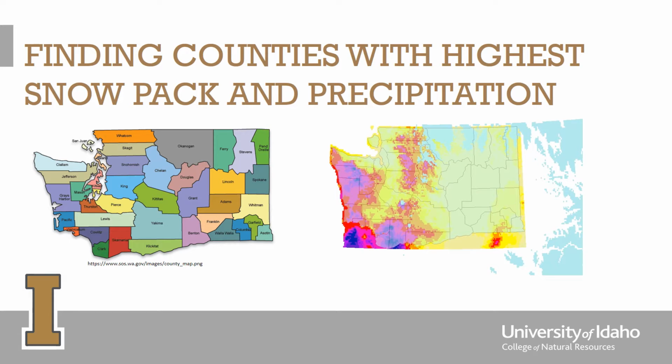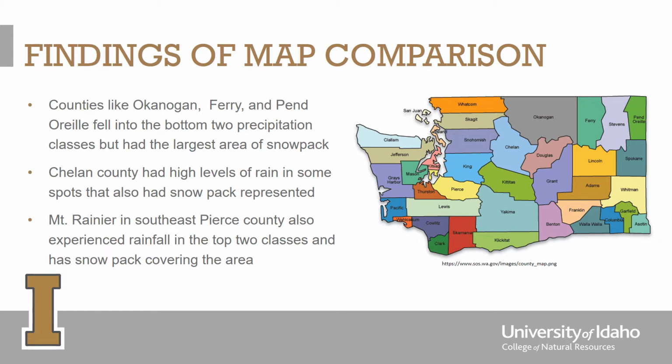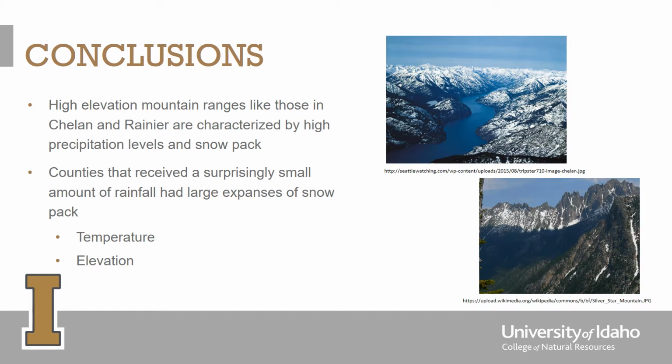The findings of my model showed that counties like Okanogan, Ferry, and Pend Oreille had the largest area of snow cover within their county, but had the 2 lowest rain classes. Chelan County had areas of high precipitation corresponding with snow cover, and Mount Rainier, which sits in the southeast corner of Pierce County, had quite a bit of precipitation as well as snow cover. So my conclusions from these findings show that mountain ranges in Chelan and Rainier had both high precipitation levels and snowpack.